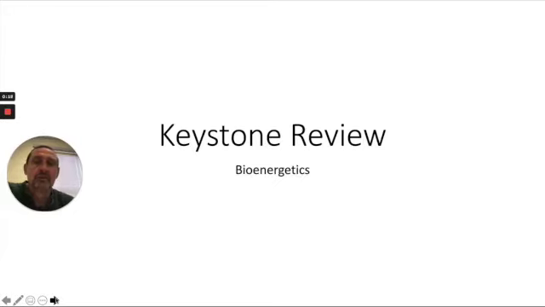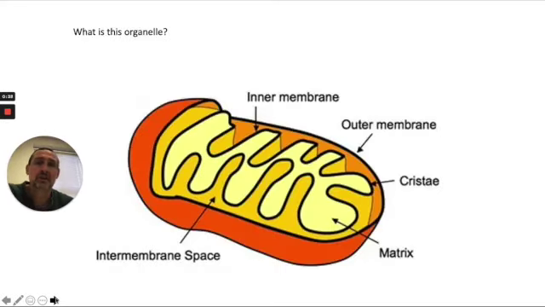This video is for Keystone Anchor 3, Bioenergetics. Bioenergetics has a lot to do with photosynthesis and respiration, biological energy. This is a picture of a mitochondria. Mitochondria is the energy producer of the cell. It is the chemical reactions that happen within the mitochondria that we call aerobic respiration.